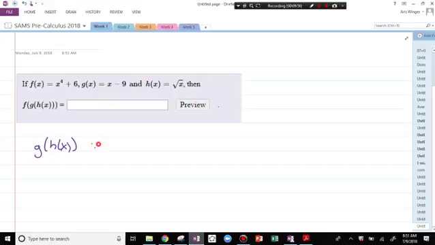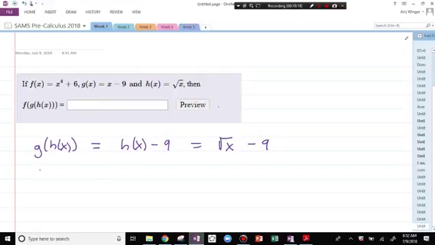G of h of x: go to g, plug in h. G takes a number, subtracts 9. So it's going to take h and subtract 9, right? That thing, right?